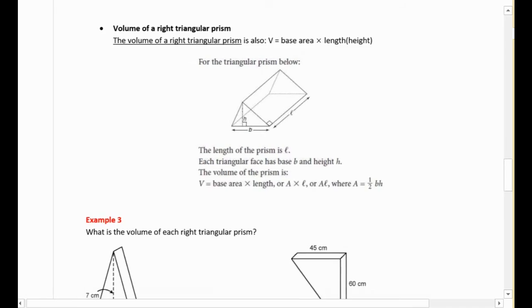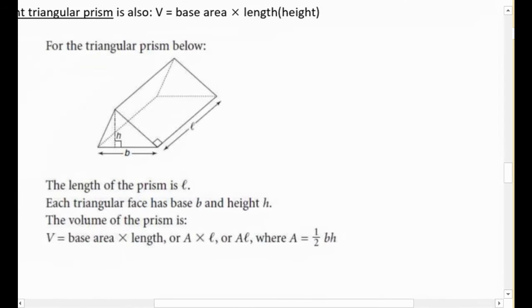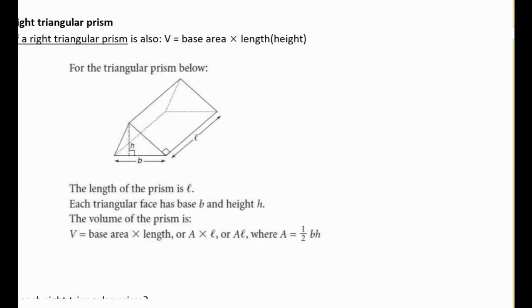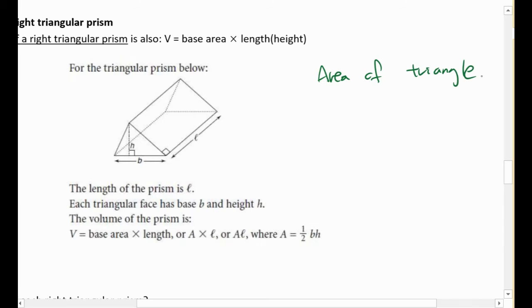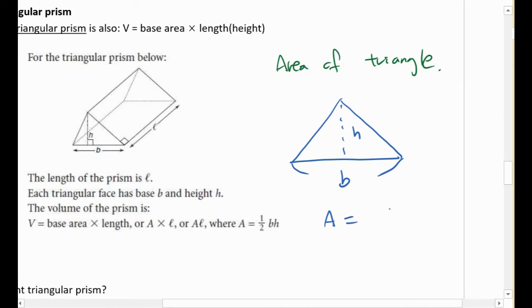Okay, so before we start, let's go over the area of a triangle. So do you guys remember how to find the area of a triangle? So we always need to find the base times the height and divide by 2. So the area is base times the height divided by 2. So this is the area of a triangle. Okay, so everyone, do you remember?